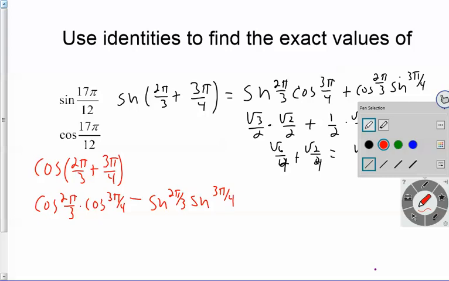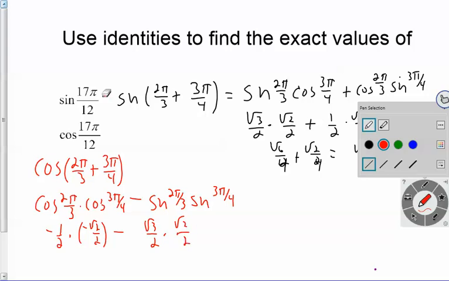So what's the cosine of 2 pi over 3? The cosine of 2 pi over 3 is negative 1 half. Cosine of 3 pi over 4 is negative radical 2 over 2. We're going to go minus sine of 2 pi over 3, I believe, is radical 3 over 2, times sine of 3 pi over 4, which is radical 2 over 2.